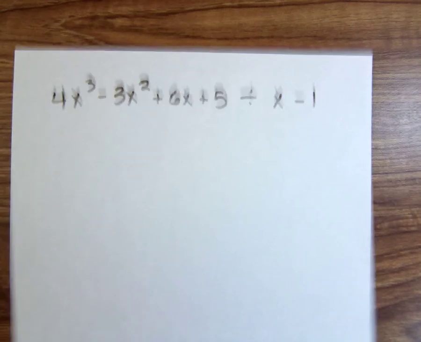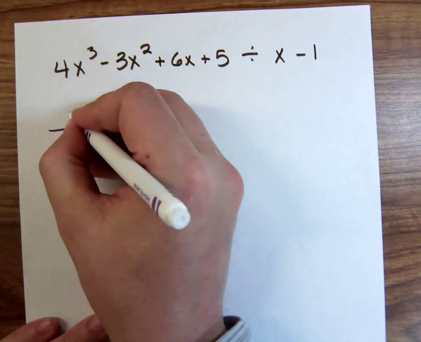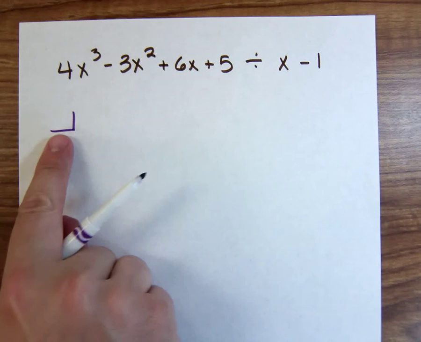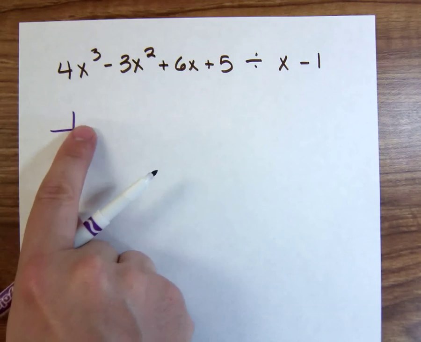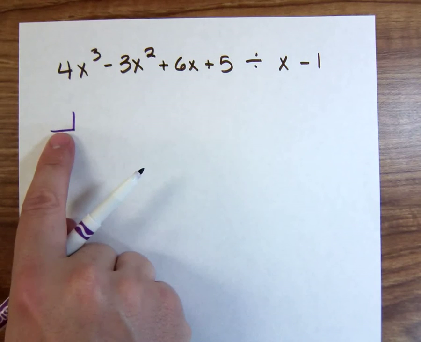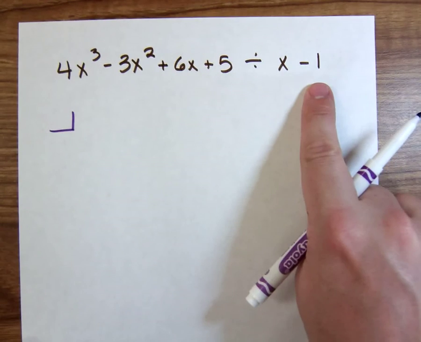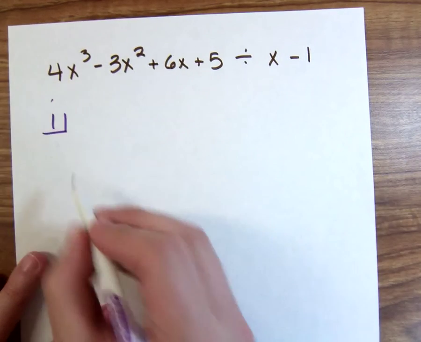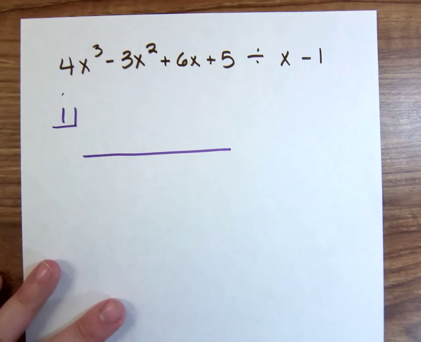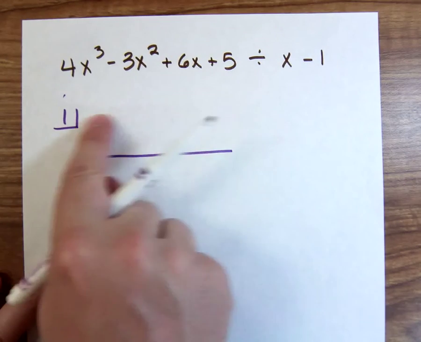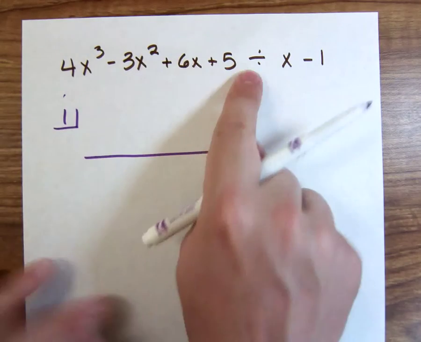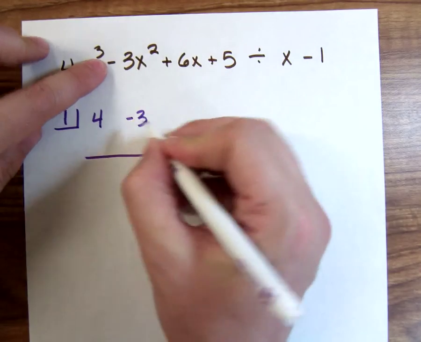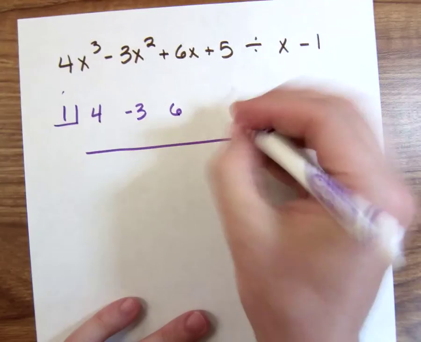Okay, so the first thing we do is the synthetic division symbol. That's this thing. And the number that goes here in this sort of like sideways L is the C. We're dividing by x minus C. So in this case, C is just 1. Okay, we'll put our line here. Right next to the 1 on the other side of the symbol, we're putting all the coefficients of our problem. So it's 4, then -3, then +6, then +5.